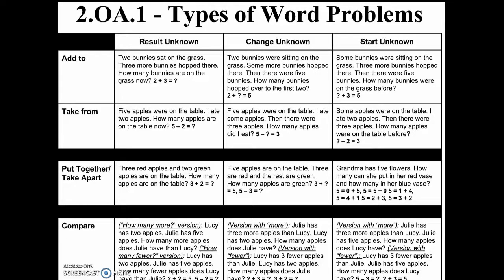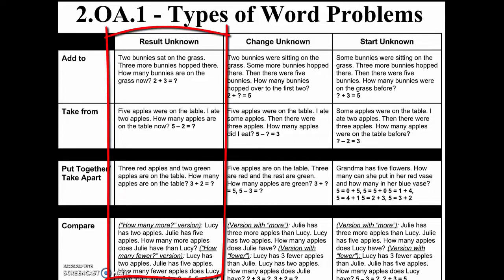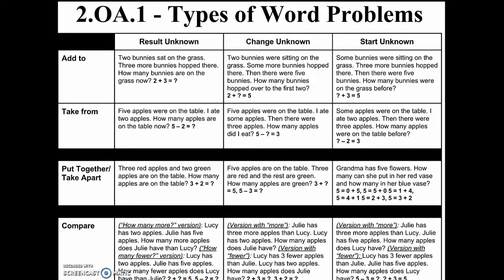Typically, the easiest problems to solve are those in which the result is unknown, as shown in the left-hand column of the table. However, as a critical building block for early algebraic reasoning skills, students need to be exposed to all of these types of problems, not just results unknown.